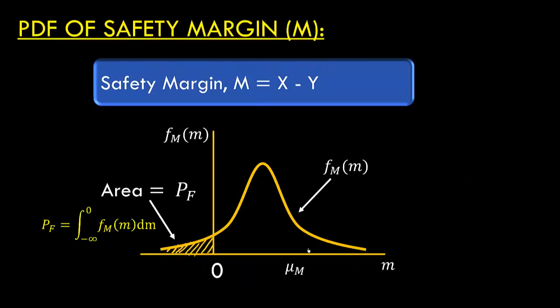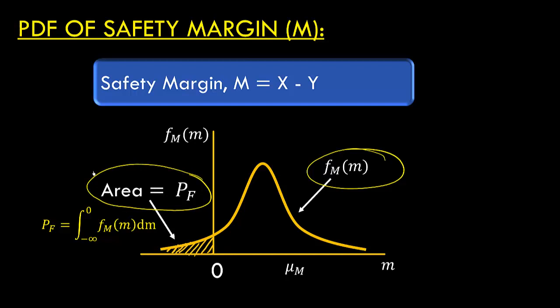So this is the PDF for my new random variable M, that is the safety margin. And now in this case, whatever is coming to the negative will contribute to the probability of failure. So this area basically corresponds to the probability of failure. This means if I integrate this PDF from minus infinity to 0, I will get the corresponding probability of failure. Or in short, we can simply write this is nothing but the CDF evaluated at point 0.